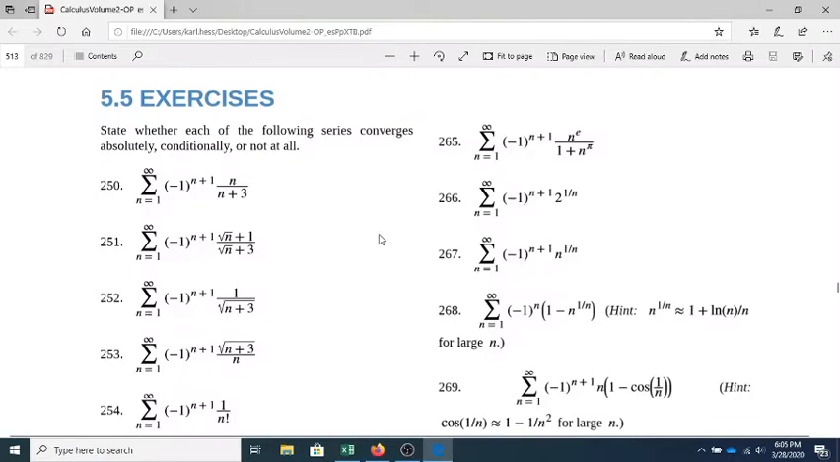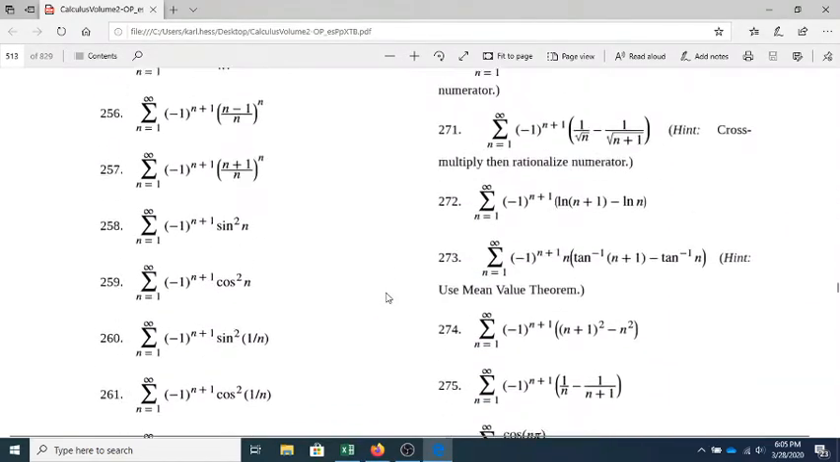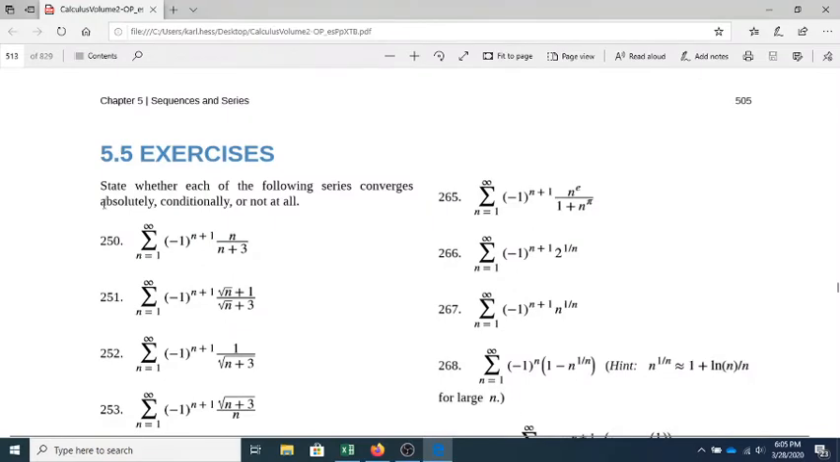All right. So let's apply this theorem we've just learned about how absolute convergence implies convergence, and what it means to be absolutely convergent or conditionally convergent. Let's apply that to some problems in the book. I'm going to look at problems 251, and then 252, and then also 275.